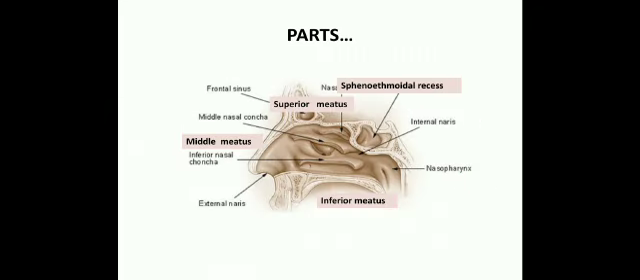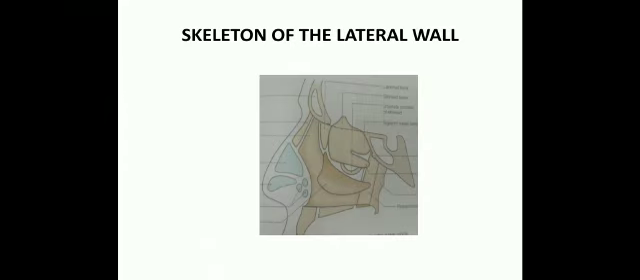So here we can see the meatuses that are present below the conchae, that is the inferior meatus, the middle meatus, the superior meatus and the sphenoethmoidal recess. Again, the lateral wall is made up of both bones and cartilages.